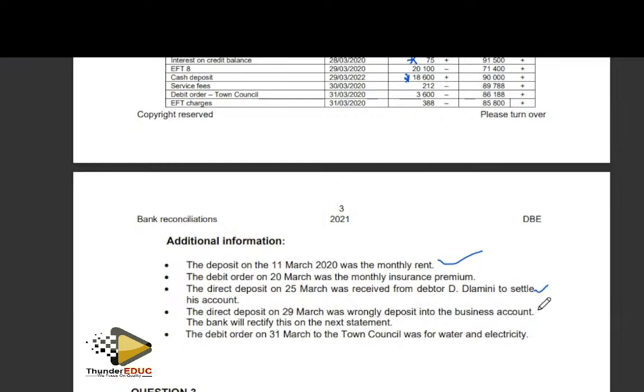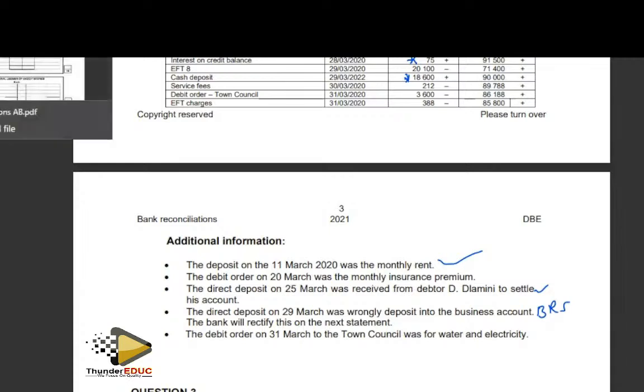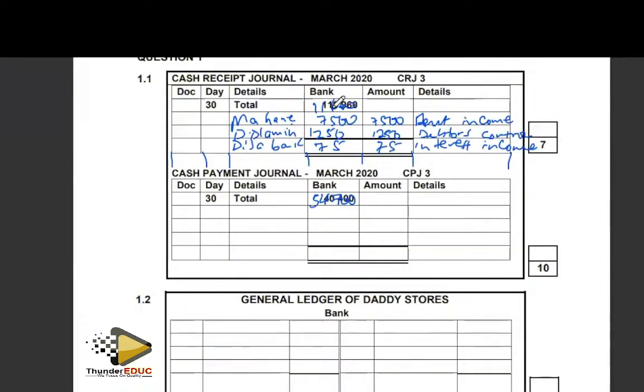So this one is going to be BRS, bank reconciliation statement. We don't need to record it because it was not our money, you understand? So this one, we don't need to record it in our updated cash receipts journal. So what do we do? Which means now we have to take the totals, okay? To add up and get the correct totals.